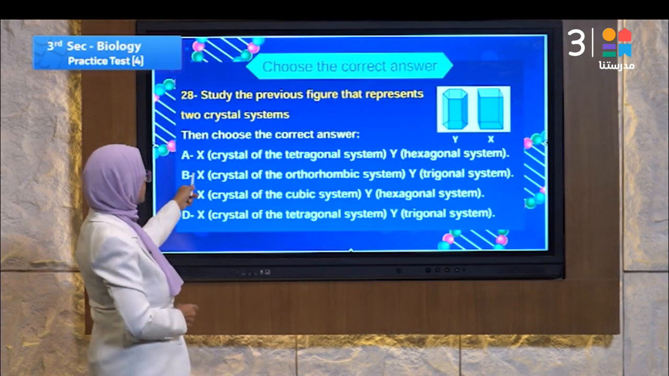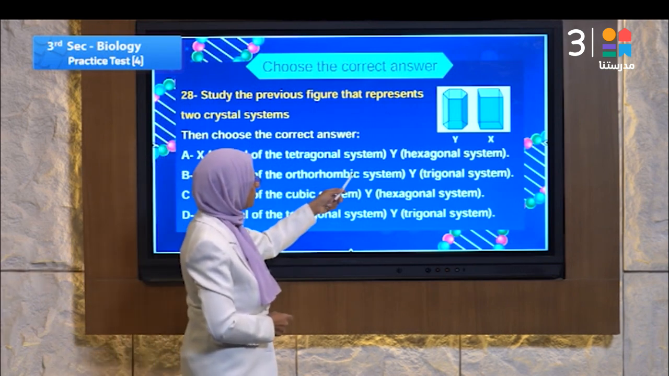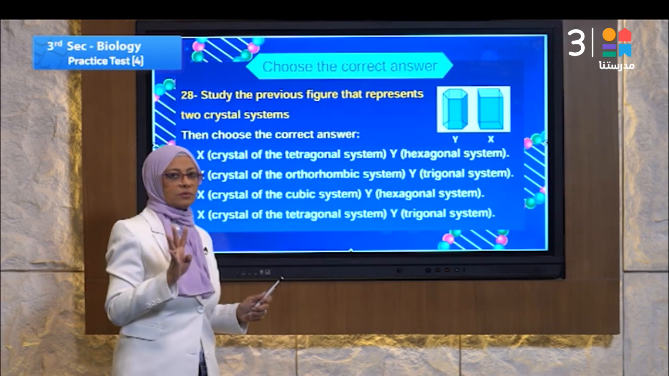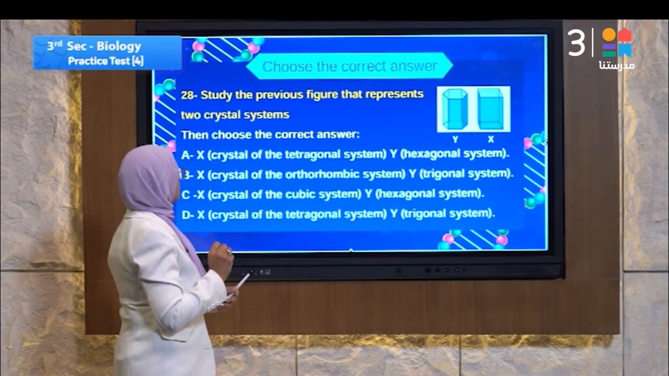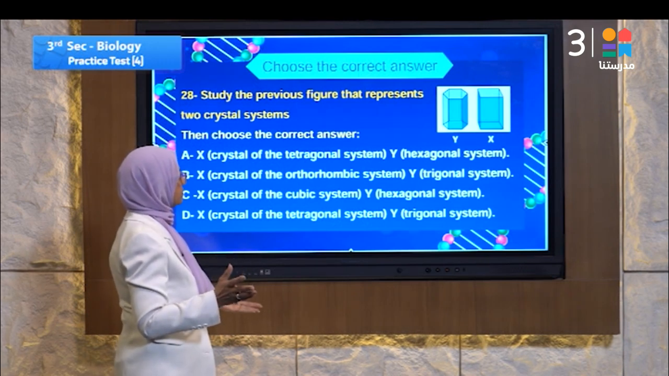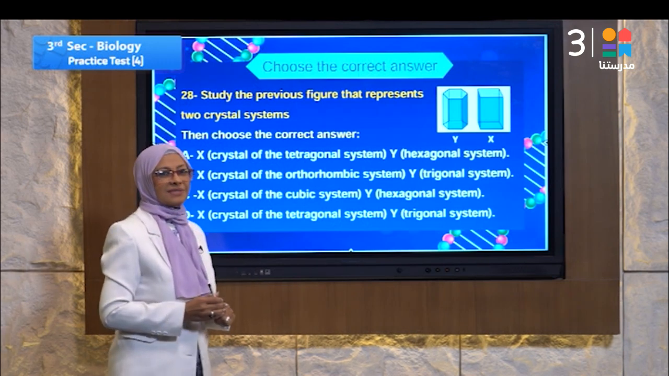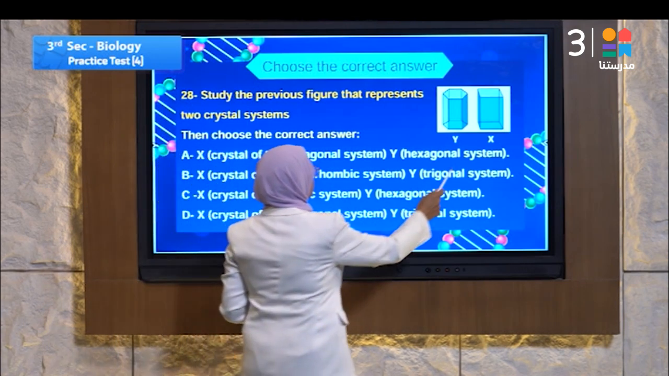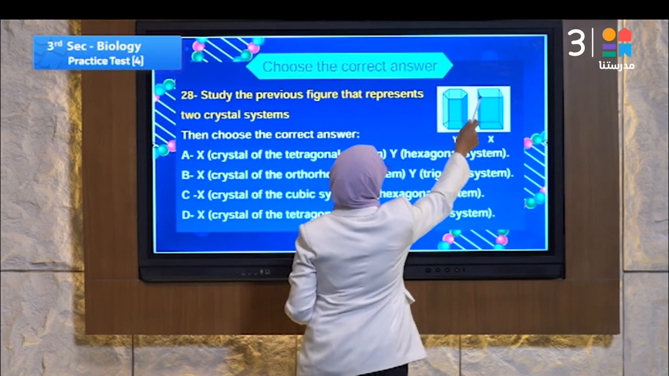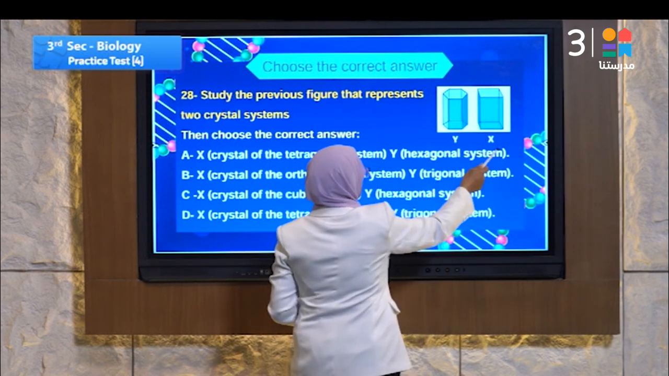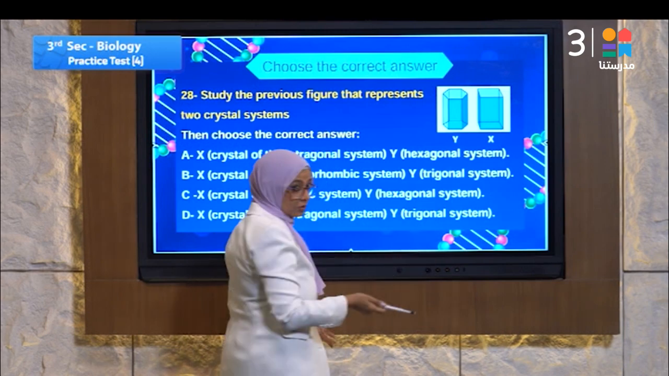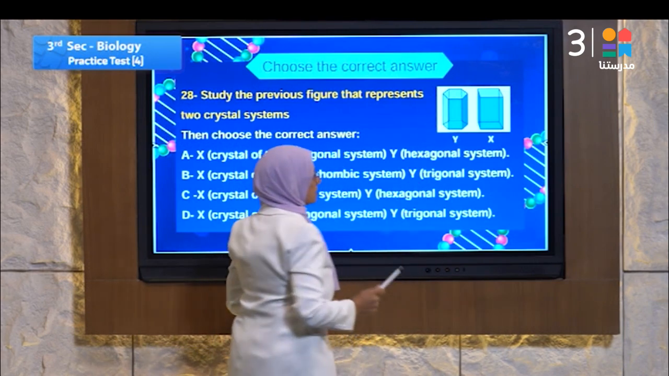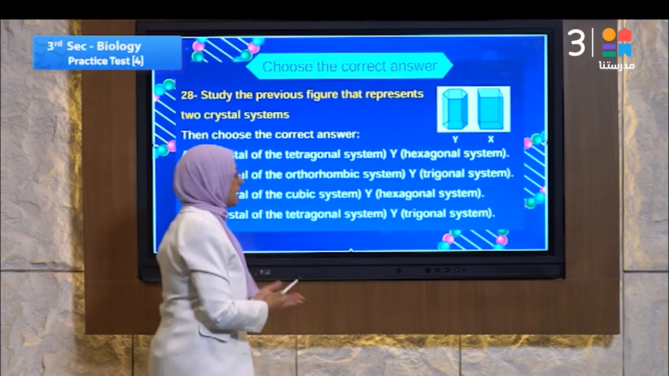X, crystals of the tetragonal system. Y, hexagonal system. Tetra means 4. Hexagonal means 6. Let's count them and go to the answer directly. We have 4 faces for X: 1, 2, 3, 4. Y: 1, 2, 3, 4, 5, 6. Six, hexa. Let's go to the answer.